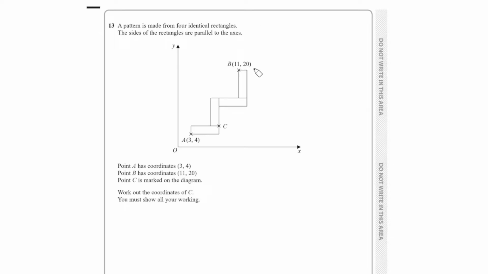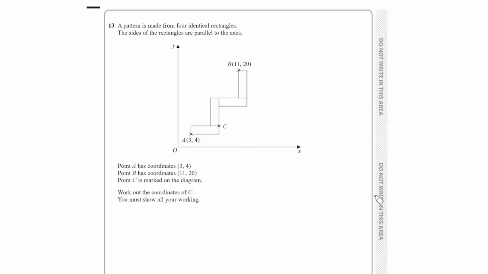So we've got 13. A pattern is made from 4 identical rectangles. The sides of the rectangles are parallel to the axes. So it's not like slanted, it's literally horizontal and vertical. You can obviously see we've got point A and point B, and point C has been marked here. We're going to have to work out the coordinates of point C. I just called it coordinate problems. That's quite vague, I realise.